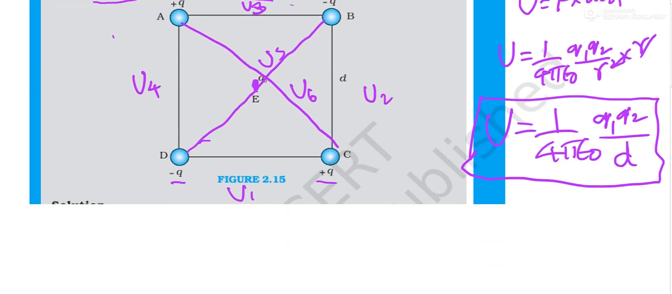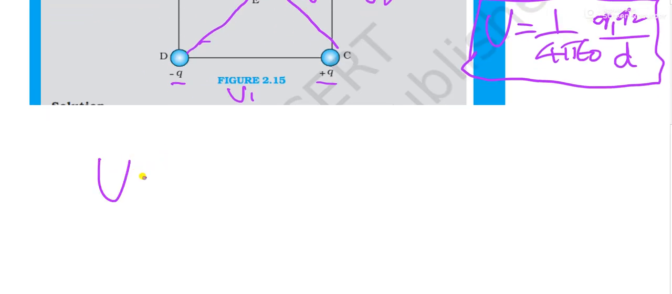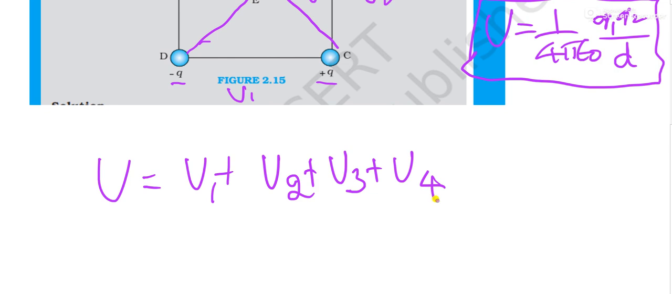So the total energy, I am doing the problem directly. If you understand the logic easily, you can do this kind of problem when they ask it in a board exam. The total energy required is u1, u2, u3, u4, u5 and u6. These are the energies required. Now we'll see what is u1.